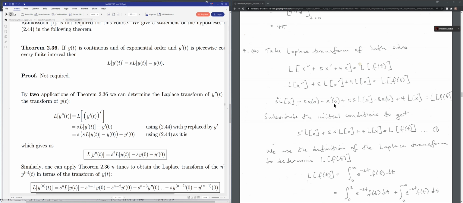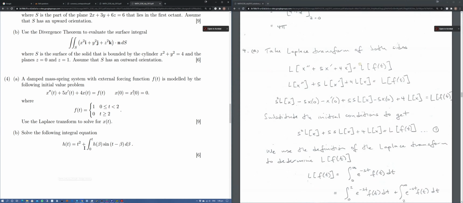Now I put in my initial conditions, which are given over here. These initial conditions are both 0, so I'll get a 0 here and a 0 here, and I also get a 0 over here, since 5 times x0 is 0. So it simplifies down to this: s squared Laplace of x plus 5s Laplace of x plus 4 Laplace of x is equal to the Laplace of f of t. Now I still need to work out what the Laplace of f of t is.